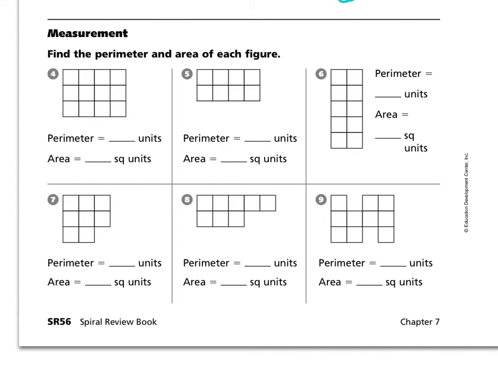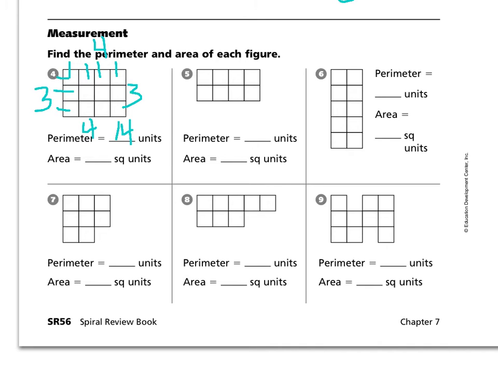So we need to find the perimeter and area of each figure for the measurement section. Remember, perimeter is when you count outside, and area is going to be the inside. So let's count out for number 4. I have 1, 2, 3, 1, 2, 3, 4. So I have a 4 and I have a 3. I can then know that these are going to be 3 and 4. 3 plus 3 is 6. Plus 4 more is 10, plus 4 more is 14.